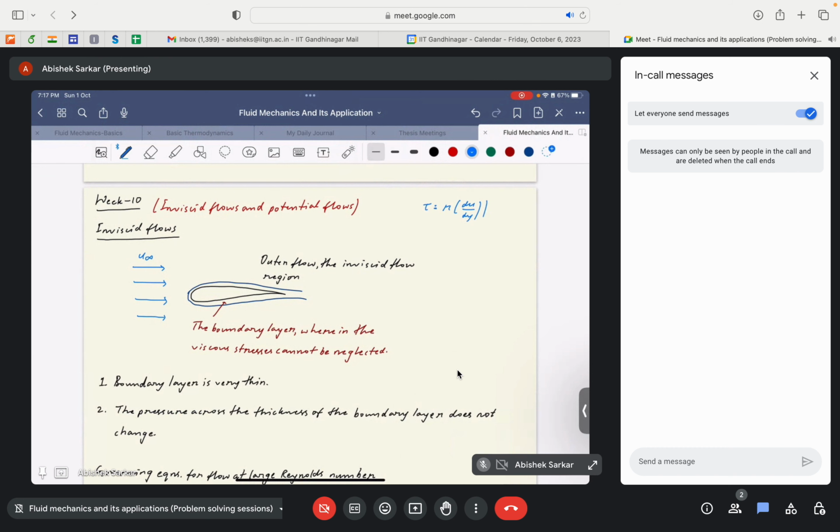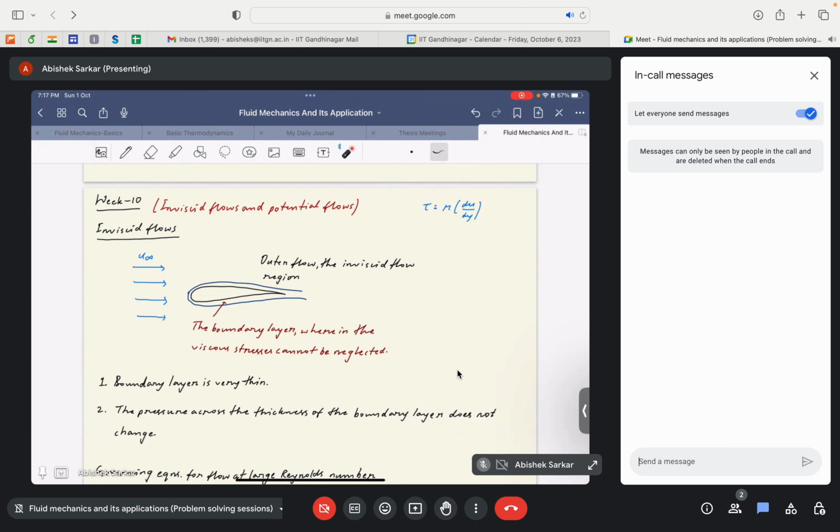This is the shear stress at any point in the flow field. If it is at a wall, then it will be at y equal to 0. I'm just giving an example. So at any point in the flow field, since mu is non-zero, for tau to be negligibly small, this has to be almost equal to 0, right? And we saw that the velocity gradients at the outer edge of the boundary layer are very small.